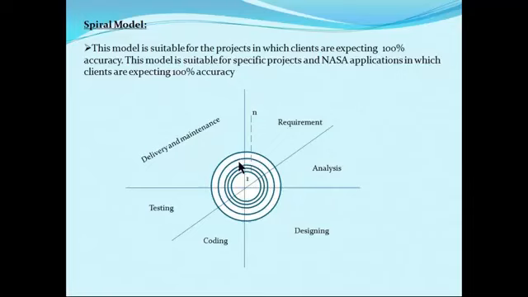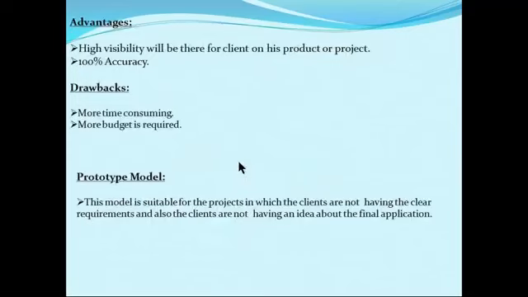But what advantage do we have with this spiral model? High visibility will be there for the client on his product or project. High visibility, you can observe every time. 100% accuracy we can provide. But the drawback here is it is more time consuming, of course, and it also requires more budget. When you drag the project, obviously we have to invest more and more money.